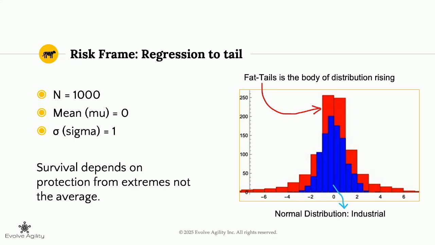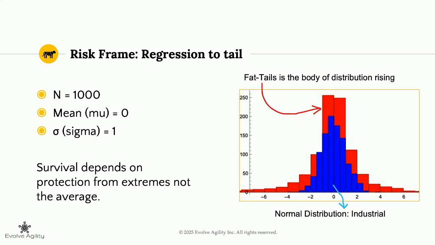In the project management world, you're probably taught something called regression to the mean. Does anyone know what regression to the mean means? The assumption being everything is a normal distribution. Whereas in the real world, there is regression to the tail. And I'll explain what the tail means.